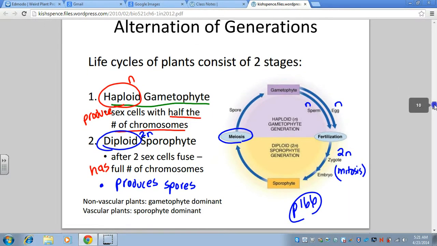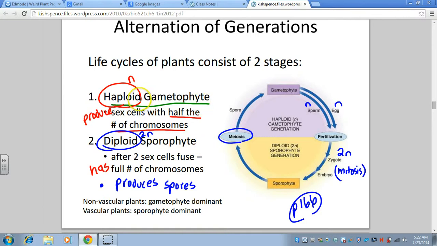So this is just an overview of what we mean by alternation of generations. And the life cycle looks a little bit different for each type of plant. But in general, the same kind of pattern is going to show up when you look at them. What we mean by alternation of generations is the plant will go through two different kinds of life forms. So they'll go through a haploid gametophyte stage and a diploid sporophyte stage.